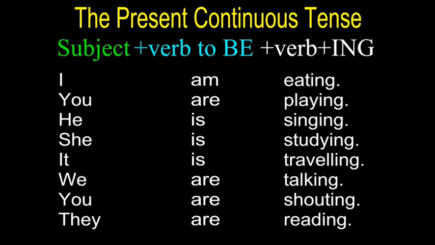In this video we're going to study the present continuous tense. The structure of the present continuous is formed with the subject plus the verb to be plus the verb with the ing. For example, I am eating, you are playing, he is singing, she is studying, it is traveling, we are talking, you are shouting, they are reading.